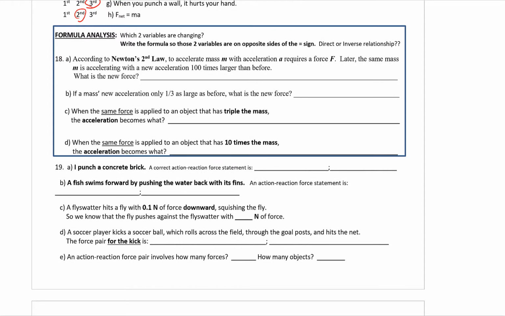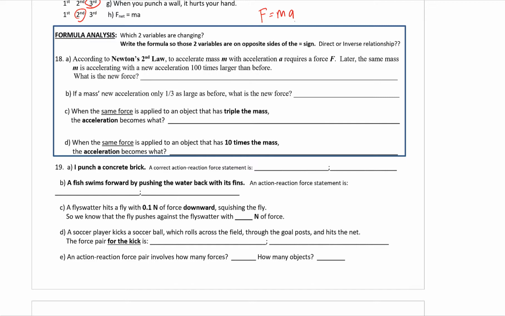Down here, formula analysis. So the way that you do formula analysis is you write down the equation, in this case F equals ma, you change the particular variables into the factors that you're changing them by. If it doesn't change, it's a 1. And then you just evaluate the expression to figure out the factor that your unknown variable changes by. I'll give you an example.